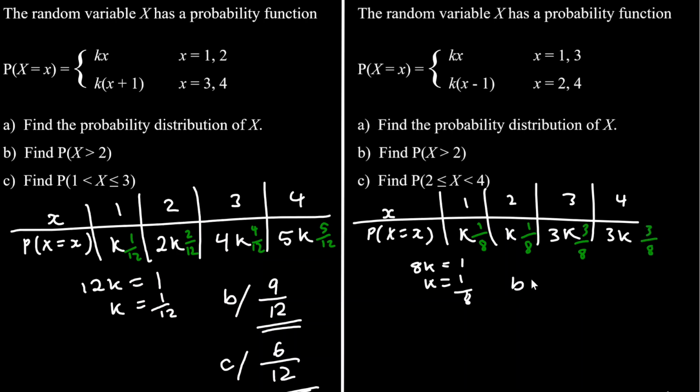Find the probability that x is greater than 2. So it can be 3 or 4. 3/8 plus 3/8 is 6/8, or 3/4. And the probability that x is bigger than or equal to 2, but less than 4, so it can be 2 or 3, which is 4/8, or 1/2.